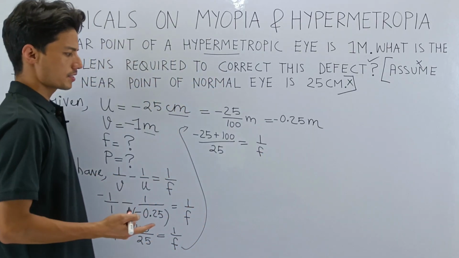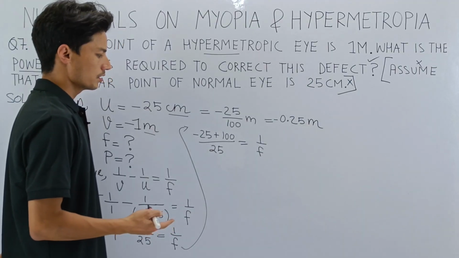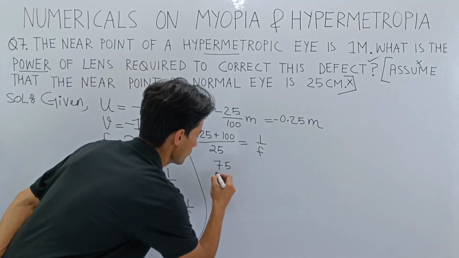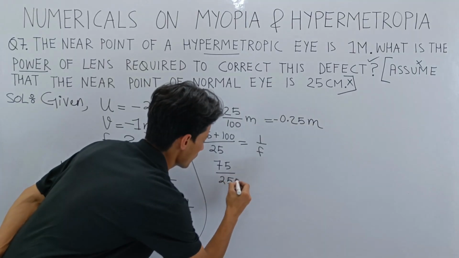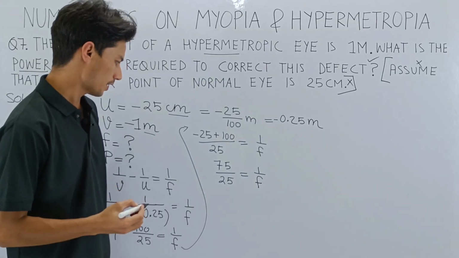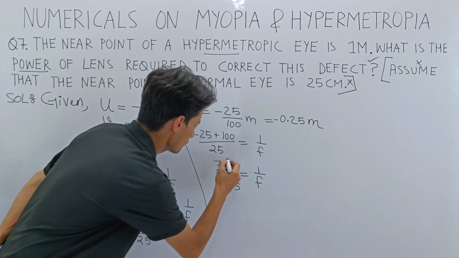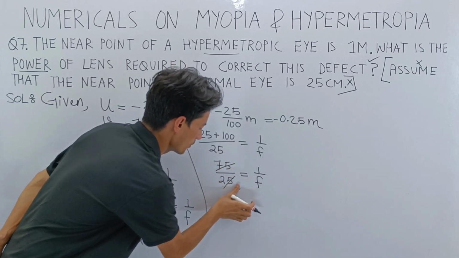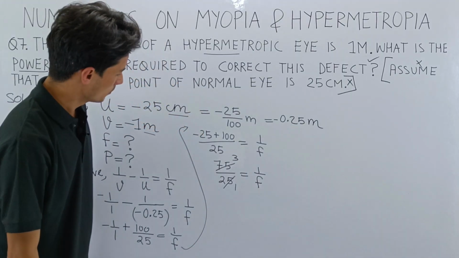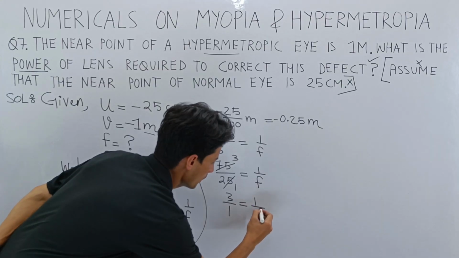So minus 25 plus 100. We are doing subtraction here, plus into minus, minus. So 100 minus 25 will give us 75 by 25, equal to 1 by f. Let's try to simplify this. Let's cut with 25. 25 ones are 25, 25 threes are 75. So 3 by 1 is equal to 1 by f.